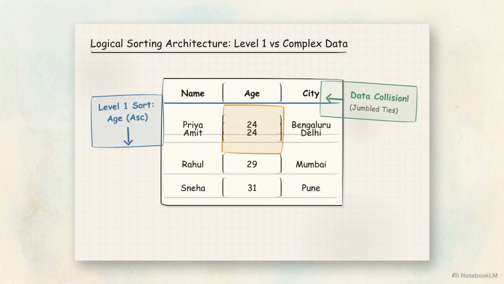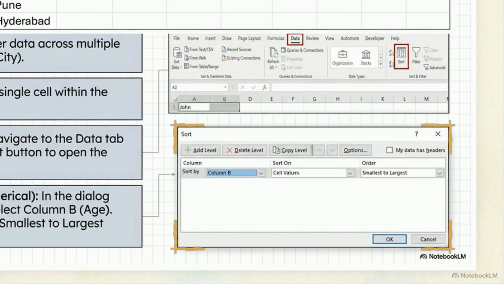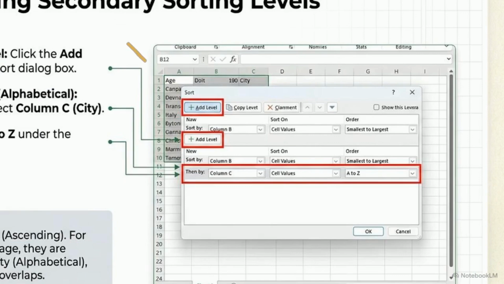When you expand to richer data sets, say a table containing names, ages, and cities, you run into data collisions. If 2 people are exactly 24 years old, a primary sort by age leaves those 2 specific rows jumbled. This main sort dialog box shows how we solve that problem. On the bottom right, the primary rule is set to evaluate the entire table numerically by age. To fix overlaps, we need a tiebreaker.